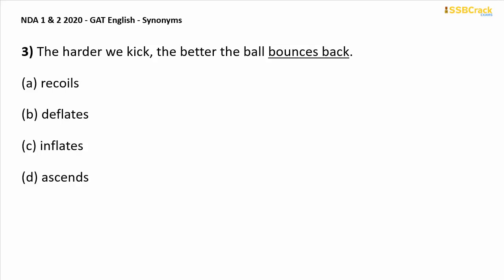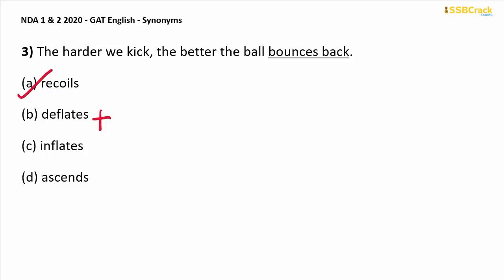So the meaning or the synonym of bouncing back is recoiling. When something is recoiling, something is contracting or drawing itself back. It is not deflates, because we use deflate when there is air in a hollow object, for example a balloon or a ball, and when the air gets out of that balloon or ball, it deflates. Okay, it doesn't bounce back, it deflates.